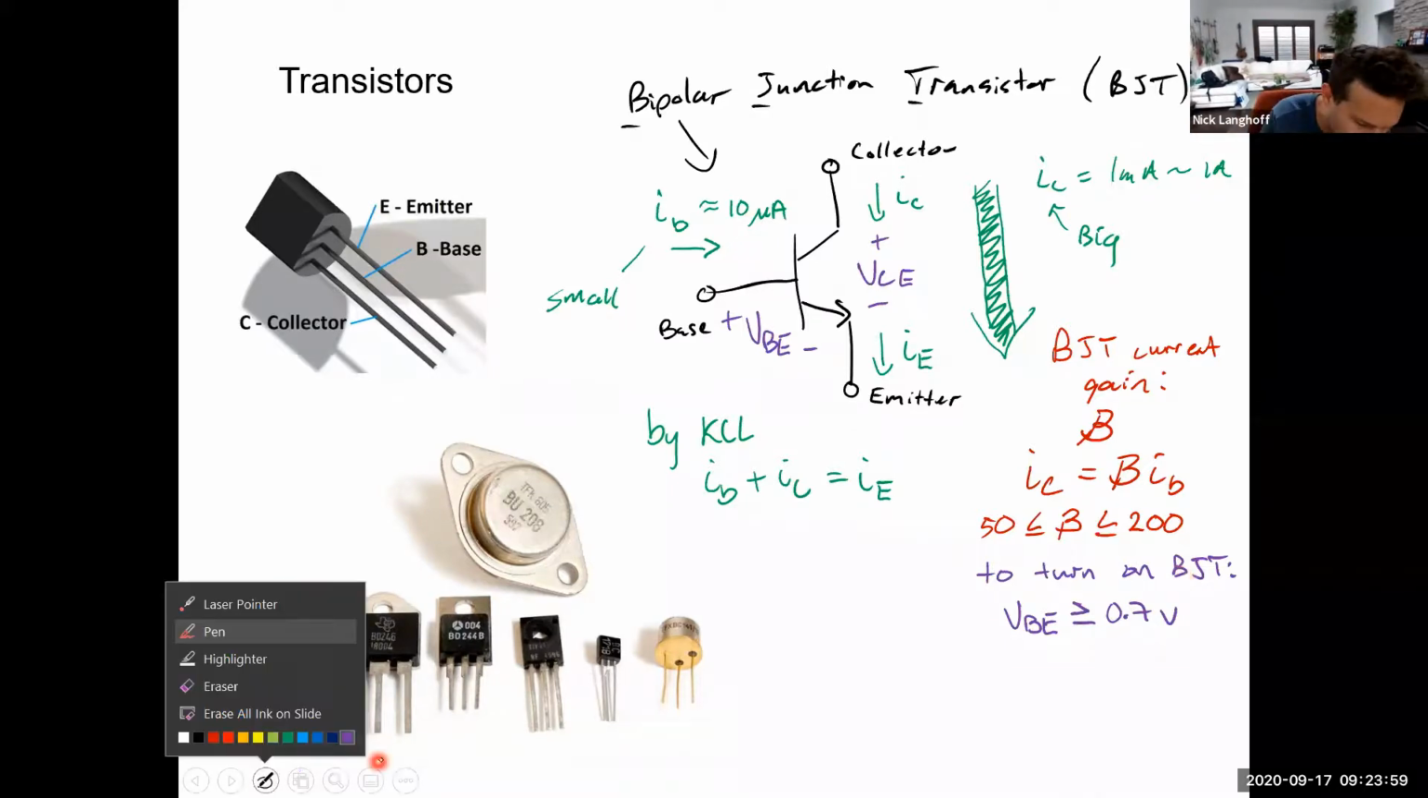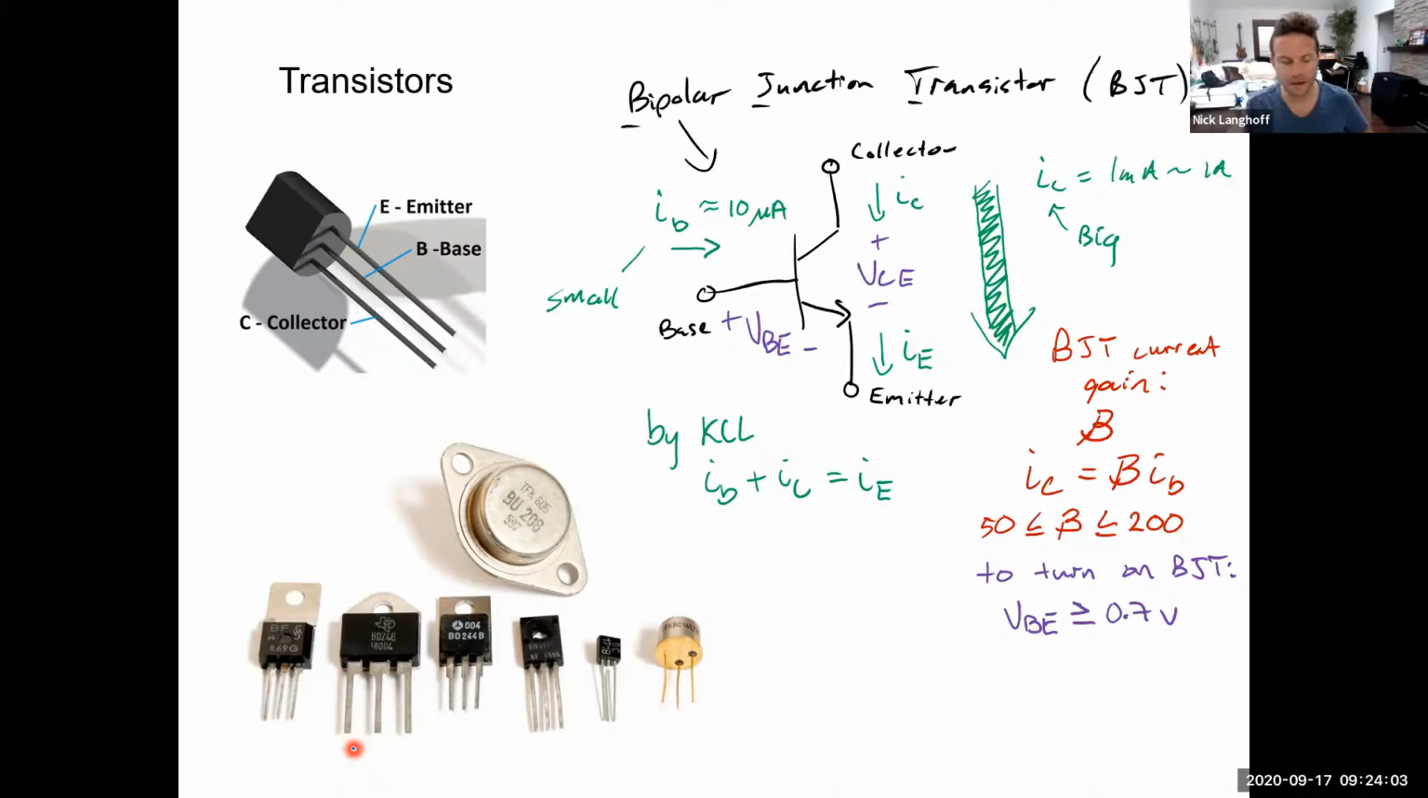Let's talk about some of the other parameters or effects of the fact that, by KCL, the base and collector currents point into the junction and the emitter current is coming out. So the base plus the collector current is equal to the emitter current. Now remember, the base current is really small. The collector current is really big. And essentially, the emitter current is really big also.